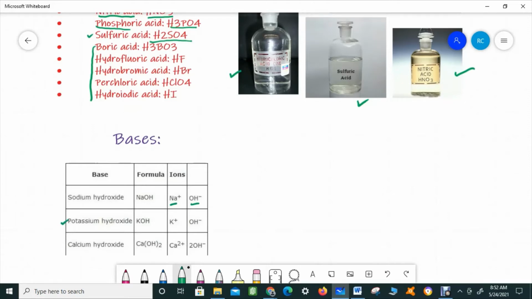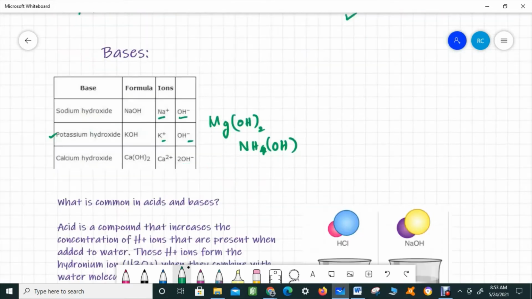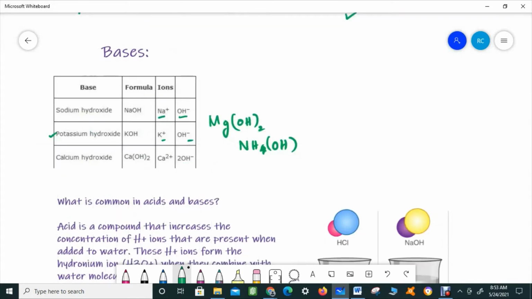And potassium hydroxide is also familiar to us, that is KOH. Its ions are K plus and OH minus. And calcium hydroxide, Ca(OH)2, which is known as slaked lime. And also we have magnesium hydroxide and then ammonium hydroxide, NH4OH. So these are the common bases. Now, what is common in acids and bases?